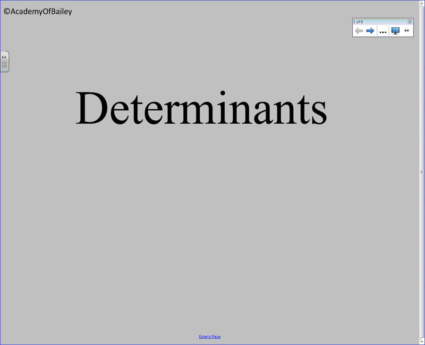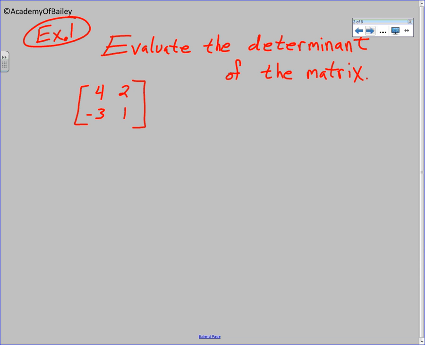When you have matrices, you find determinants. And this is the first example. It's going to say evaluate the determinant of the matrix. We will be using determinants in the next video lesson for this section on Cramer's rule. And you use determinants for a few other things that you do with matrices. So let's just go ahead and show you how to do these determinants.